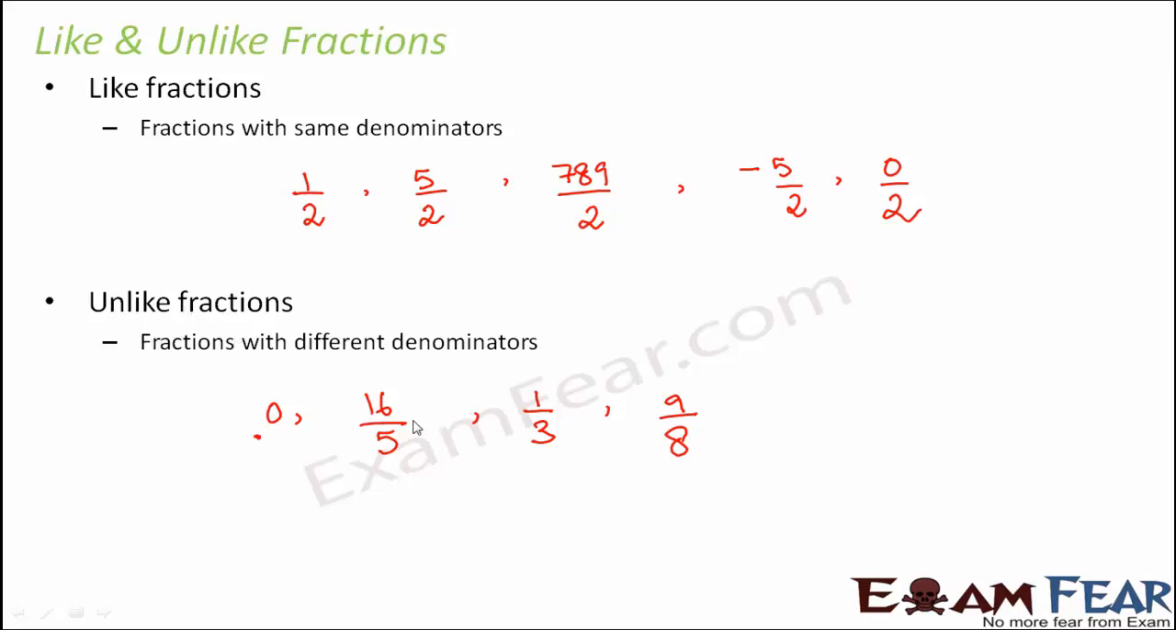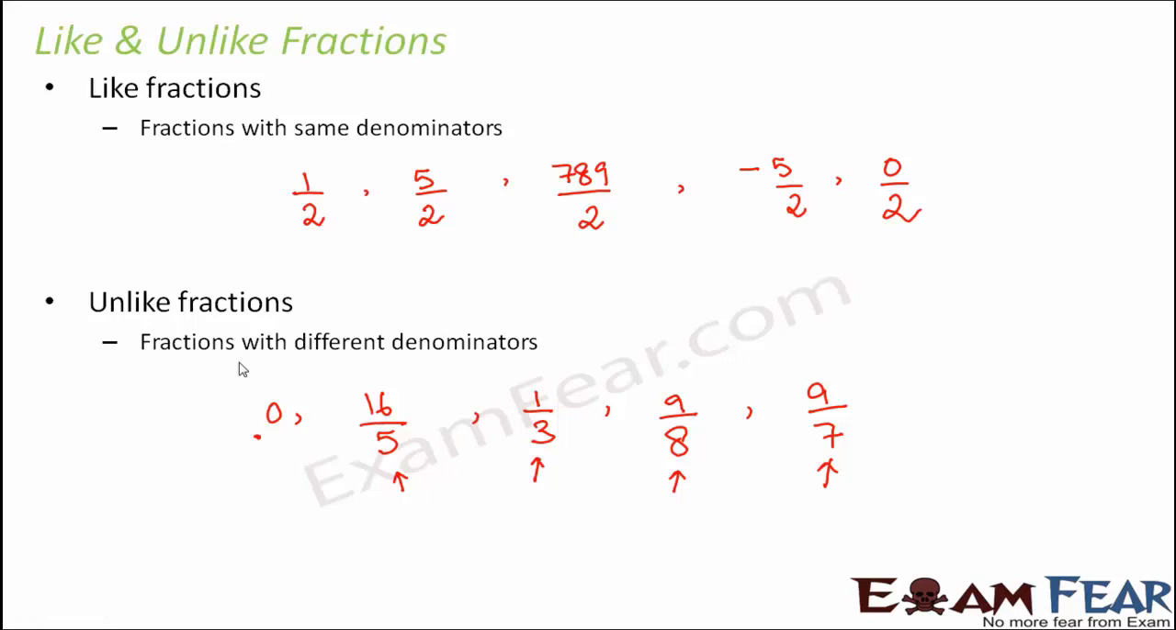So for unlike fractions, like here 16 by 5, 1 by 3, 9 by 8, everywhere you see that the denominators are different. Even if the numerator is the same, like 9 by 8 and 9 by 7, the denominators are different, so they are unlike fractions. It doesn't matter whether the numerators are the same or not. So when we differentiate fractions as like or unlike, we only compare their denominators. So it is independent of their numerators.